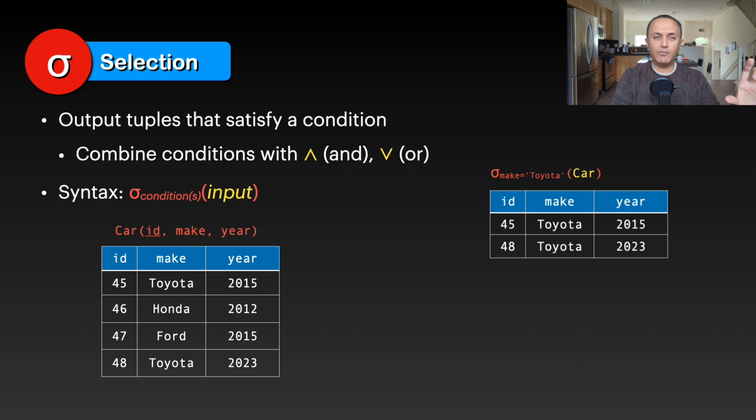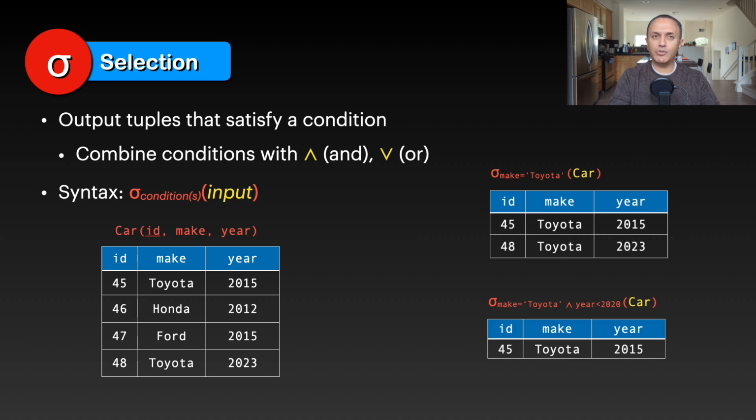Similarly, if we want to evaluate multiple conditions with AND, we can do something like this: select where make equals Toyota and year is less than 2020. So these are 2 conditions that we join together with an AND. So now we only select the tuples that satisfy both conditions. In this case, the output is a relation with a single tuple that satisfies both conditions. This is one of the most basic operations that is used everywhere to narrow down the set of tuples that you're dealing with.